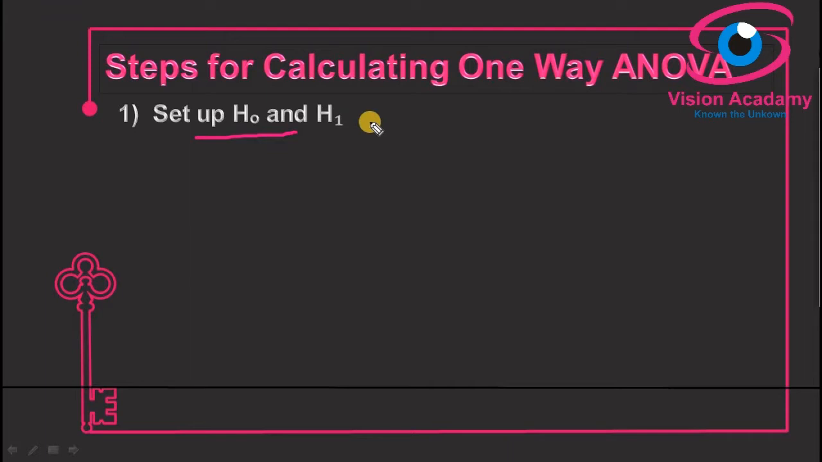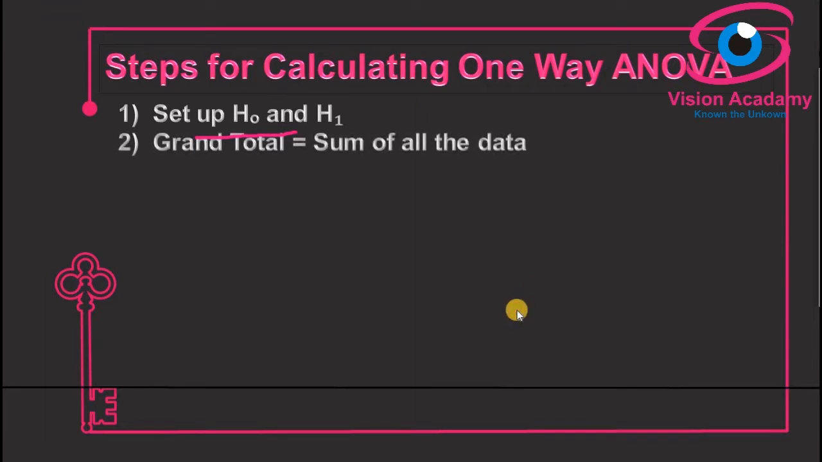So firstly we need to formulate the null and alternative hypothesis, and after formulating them, for each data set we have to find out the grand total. Grand total means if you have k samples, you have to add each k sample, and after adding each k sample, sum all the data of the k samples. I will show you while I'm working out the problem how these things are going to happen.